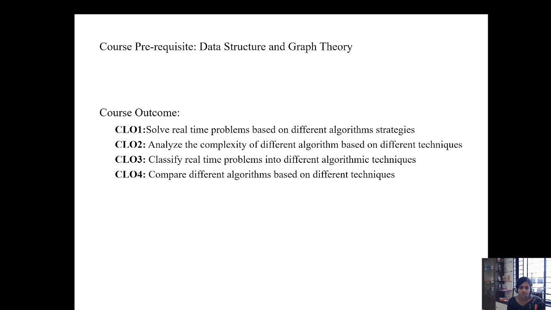And the fourth is to compare these algorithms based on different strategies. Since each algorithm can be justified by different techniques, which algorithm suits a real-time problem best can easily be determined by comparing different techniques. By doing this, we will be able to achieve our fourth course learning outcome, that is CLO 4.